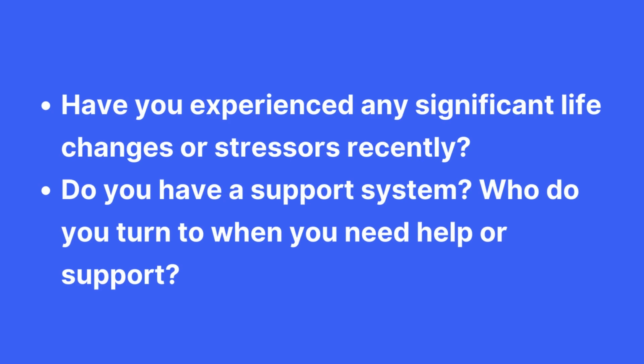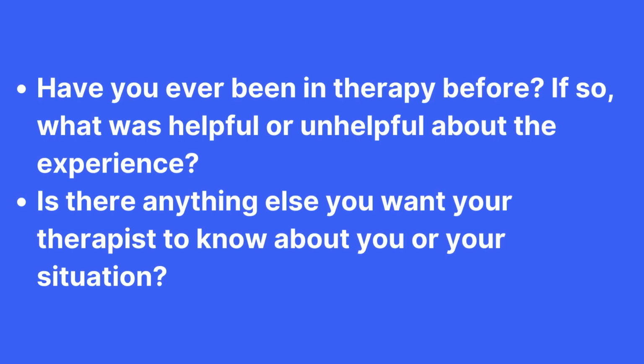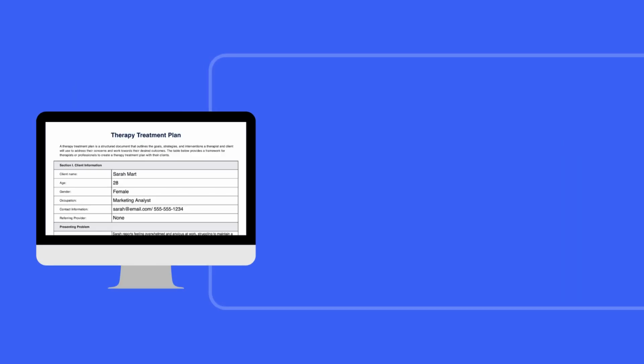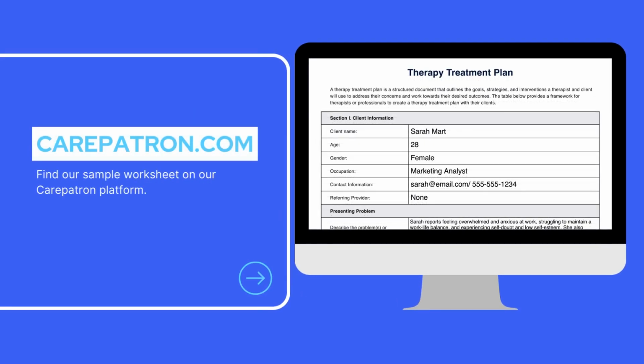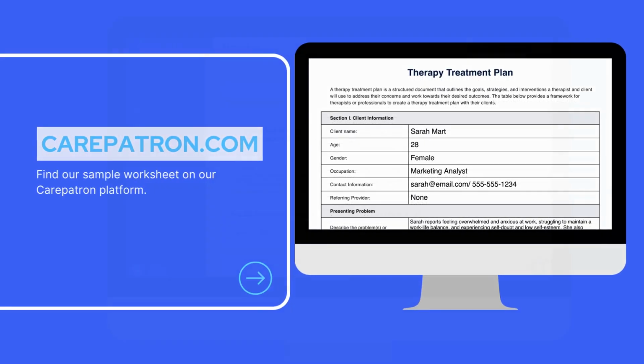There is an additional question section at the end of the worksheet, with these questions at the end to gather more information if needed. Here is a sample of our therapy treatment plan, which you can find on our Carepatron platform. To find our therapy treatment plan, go to our Carepatron platform or click on the link in the description.